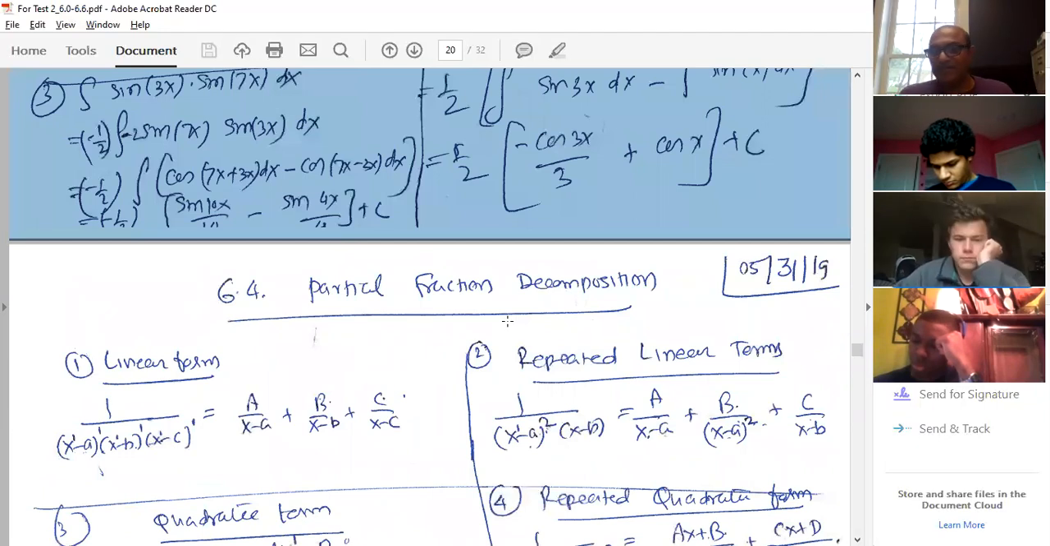So it's a matter of partial fraction. Again, guys, today's class is very, very important for you. Please work hard, guys, please. Matter of partial fraction. You know that.